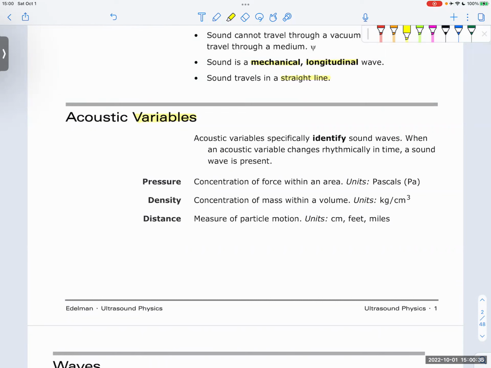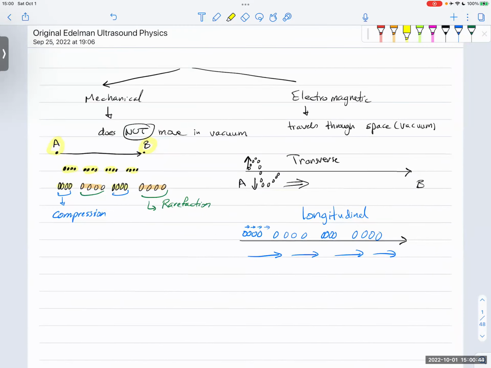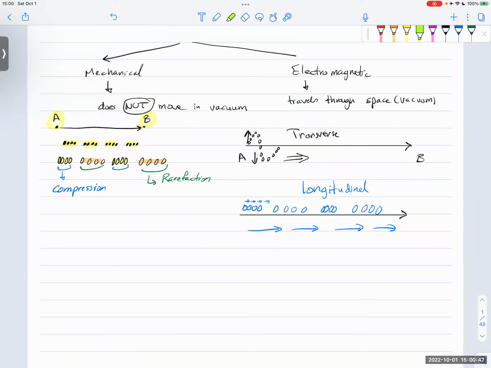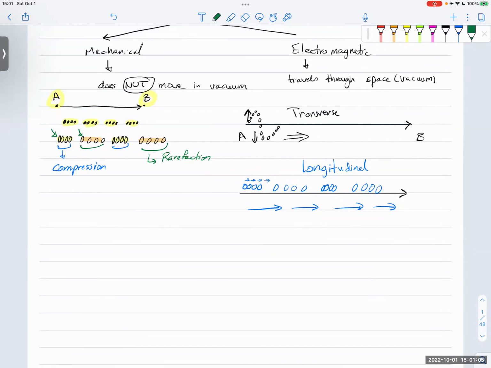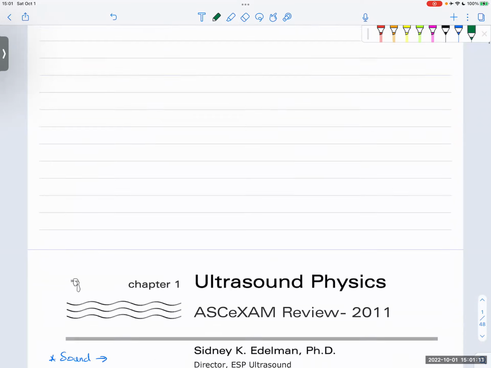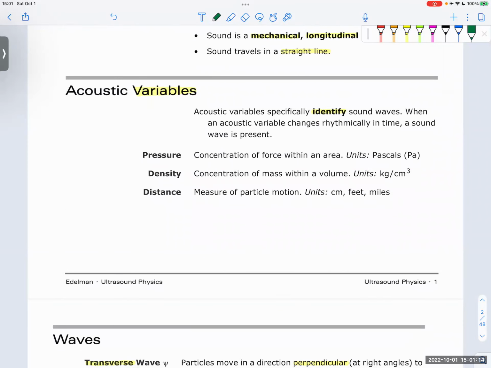So the variables in particular identify the sound wave, meaning that without these variables, there is no sound per se. Meaning, if this wave here, as you can imagine, this is the compression, high pressure, high density, followed by rarefaction, low pressure, low density. If there was no variation, if it was the same pressure, same density, no movement, no vibration, then there is no sound wave per se. It's just an object that is not moving. So in order to form the sound wave, you have to have some variation in these variables that will identify the sound wave.